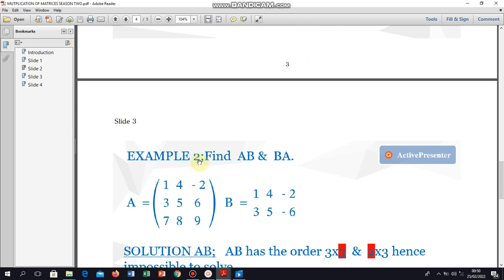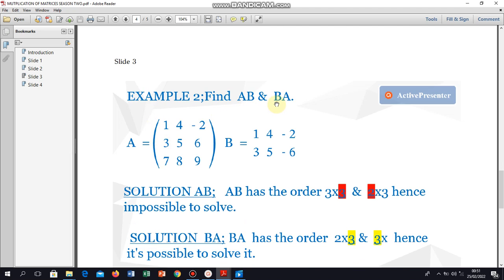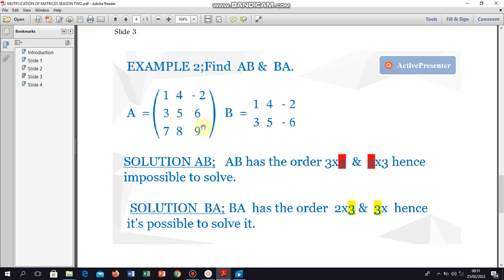We move on to now example 2, whereby we are trying to find AB and BA. With AB and BA, first of all, we have this matrix and this matrix here. These are 3 by 3 and these are 2 by 3 matrices. So solution AB. AB has the order 3 by 3 and 2 by 3. Hence impossible to solve. Why? Because the number of columns of the first matrix does not equate to the number of rows of the second matrix to be multiplied with.